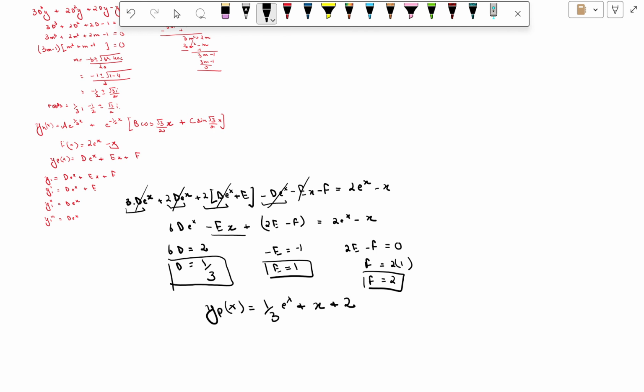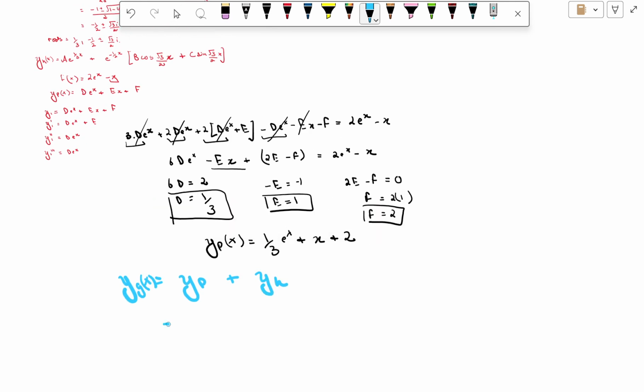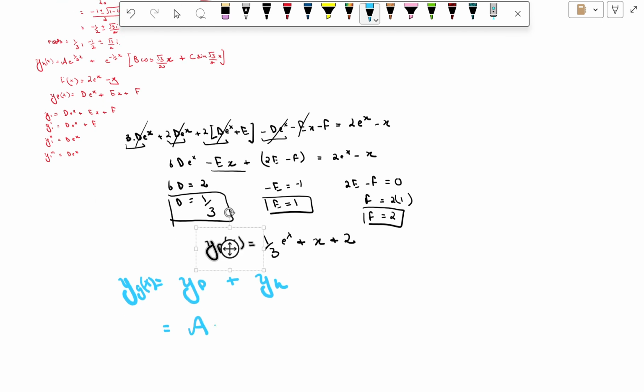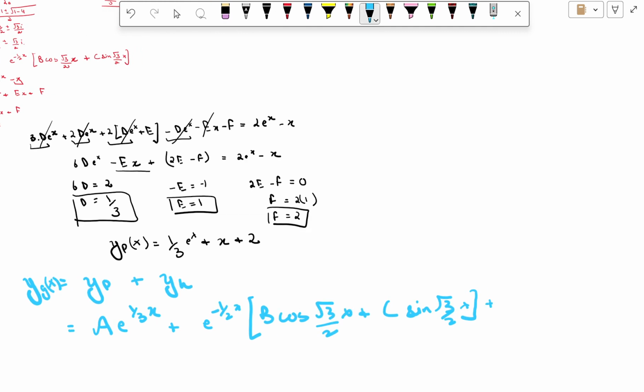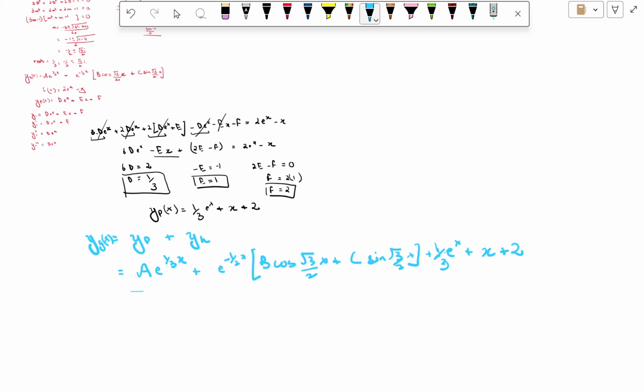Now we have both the solutions. We can just write our general solution: y equals y homogeneous plus y particular, which is a e raised to power 1 by 3 x plus e raised to negative half x times b cos root 3 by 2 x plus c sine root 3 by 2 x, plus 1 by 3 e^x plus x plus 2. That is our final solution.